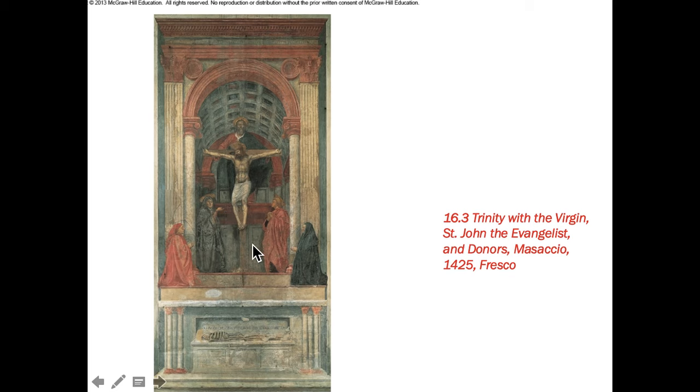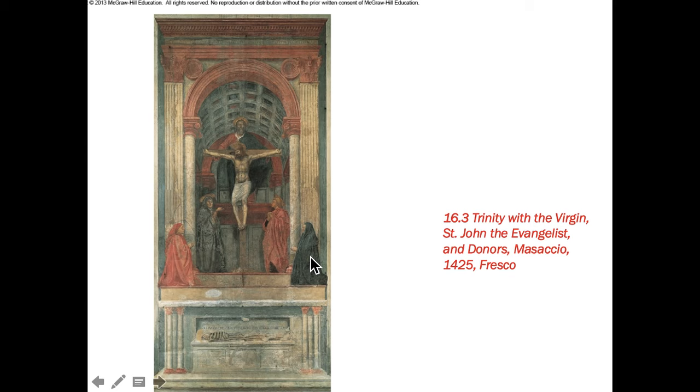So Christ is here. We have a little bit of hierarchical scale going on where, of course, God is up here, Christ is here. So we know because he's higher up that he's more important. And then we have almost a register here, not quite. But these two figures aren't really quite in here with the saints and with Christ. They're a little bit outside.